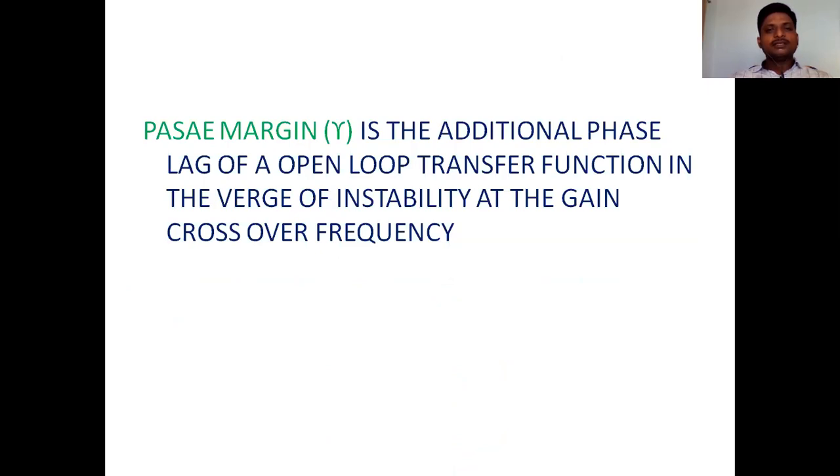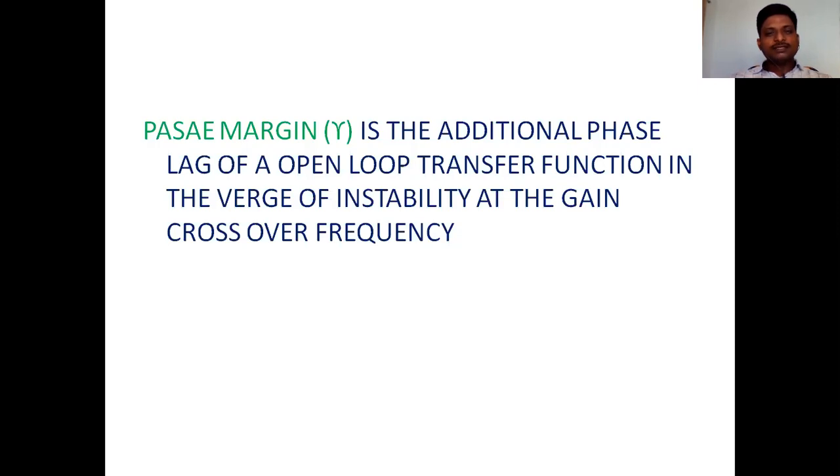So phase margin is the additional phase lag of an open loop transfer function at the verge of instability at the gain crossover frequency, which means it is not exactly stable or unstable. It is at the tip of the stability, that is known as verge of stability. Okay. So phase margin is the additional phase lag required for the open loop transfer function at the verge of instability at the gain crossover frequency.